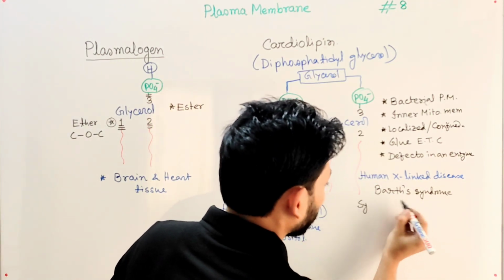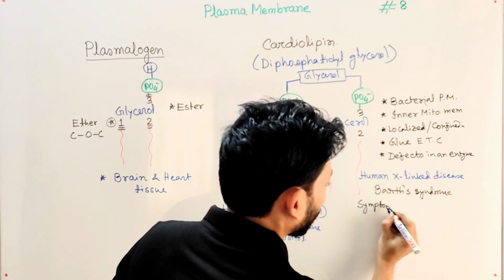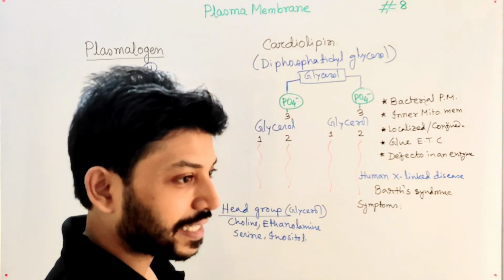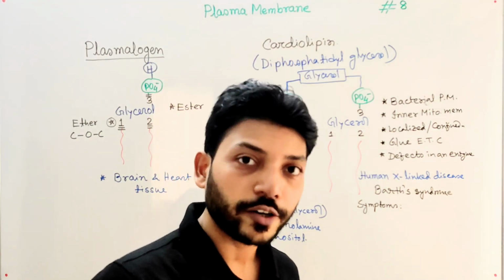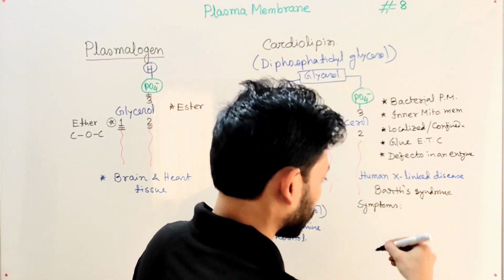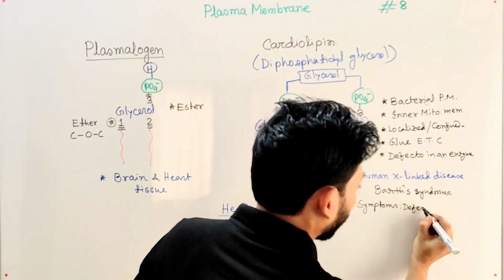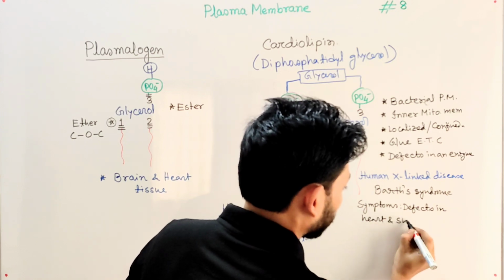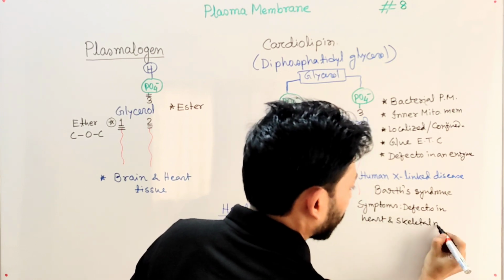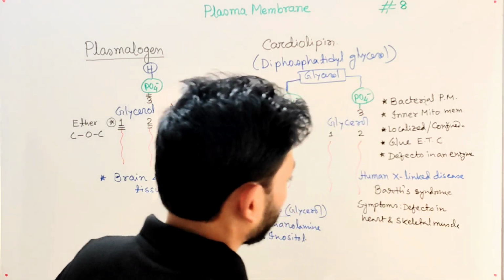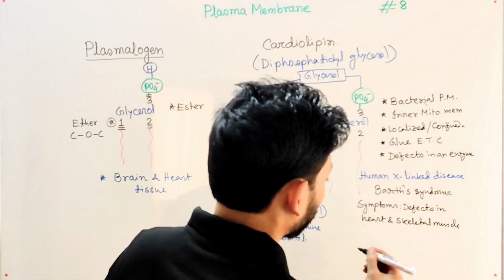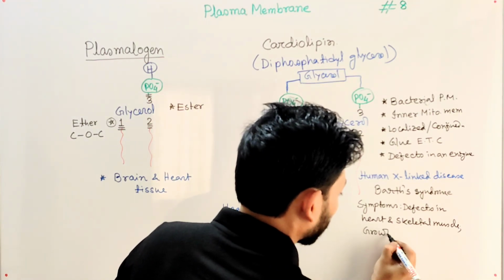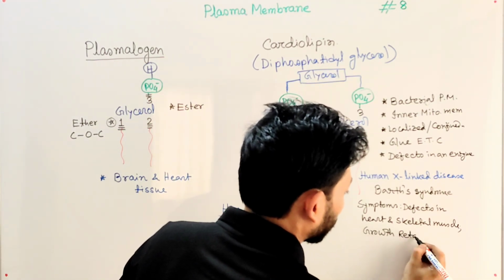Now, what are the symptoms of this syndrome or disease? As you can see from the name, cardio means it is present in the heart muscles. So the symptoms are defects in the heart and skeletal muscles. In Barth syndrome there will be defects in the heart and skeletal muscles. Another problem that can arise is growth retardation.